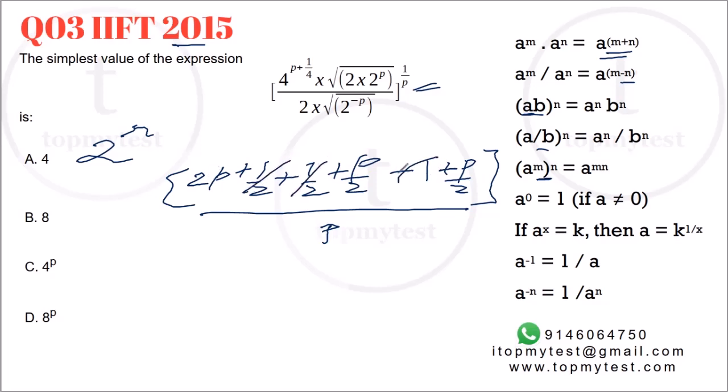So this is out. So what power of 2: p plus p by 2 plus p by 2? p by 2 plus p by 2 is p. p plus 2p will be 3p. 3p divided by p will be equal to 3. So your final answer is 2 to the power 3, which is 8. Job done.